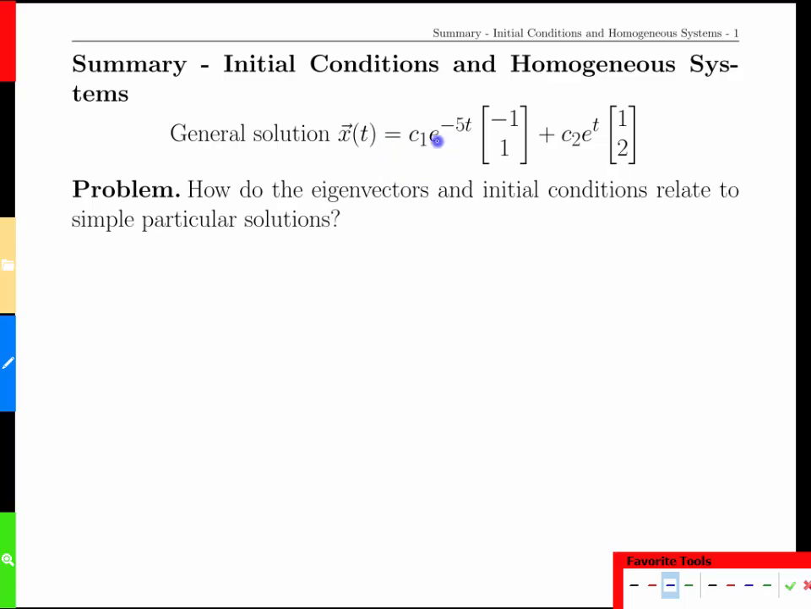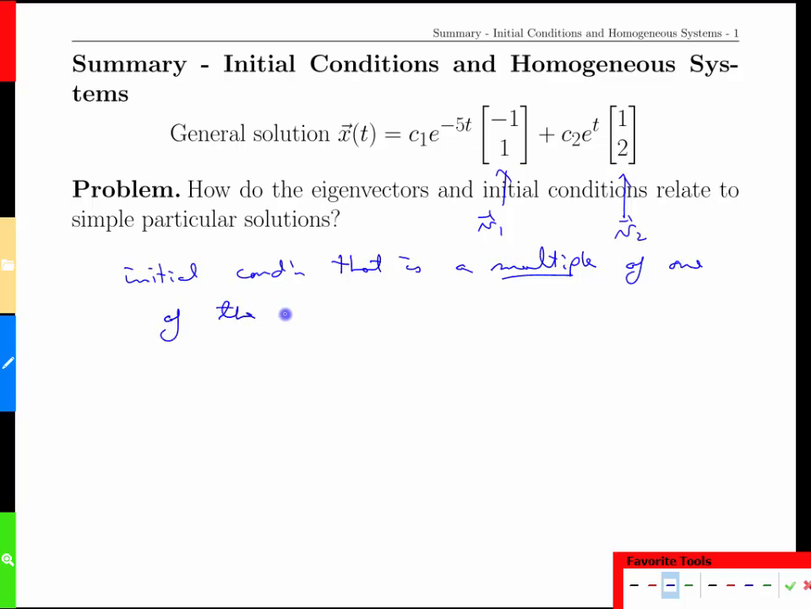In these next few slides, we'll do a quick summary of what we saw with initial conditions and homogeneous systems here. We had the two eigenvectors in our solution. And from those two eigenvectors, if we have an initial condition that is a multiple of one of the eigenvectors, then the solution is simply c1 e to the lambda t times whatever our eigenvector was.